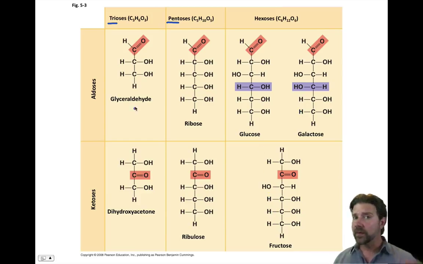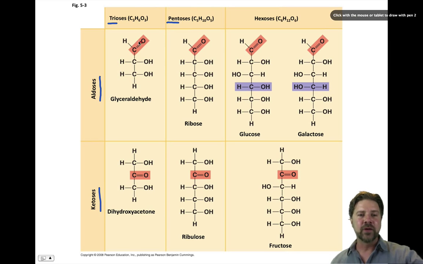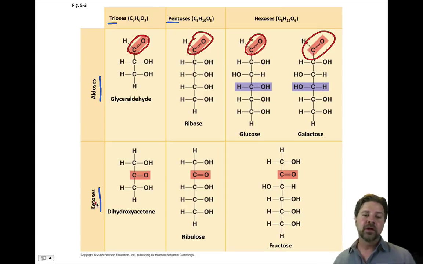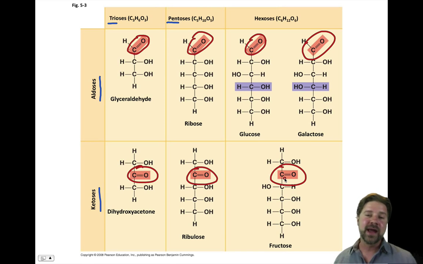Now, on the left side here, we see a couple of weird looking words, aldoses and ketoses. What they're trying to explain here is that this group here of glyceraldehyde, ribose, glucose, and galactose, they're all related because in each one of these, the carbonyl group is found at the end of the molecule. This is the carbonyl group right here, and you'll notice that it's in the same location in each one of these molecules. If something qualifies as a ketose, that carbonyl group is going to be found in the center of the molecule and not at one of the ends.